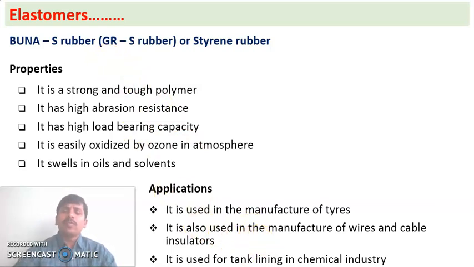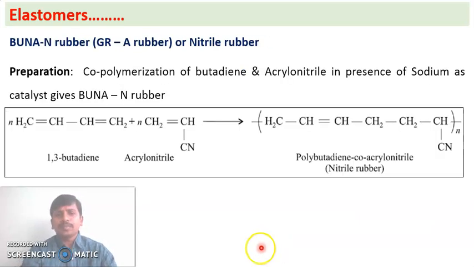Next, we will discuss Buna rubber. Buna rubber is also called government rubber A, simply denoted as GR-A rubber, or it is also called nitrile rubber, as it has a cyanide or nitrile group. It is also called polybutadiene co-acrylonitrile. So this is another name for Buna rubber.